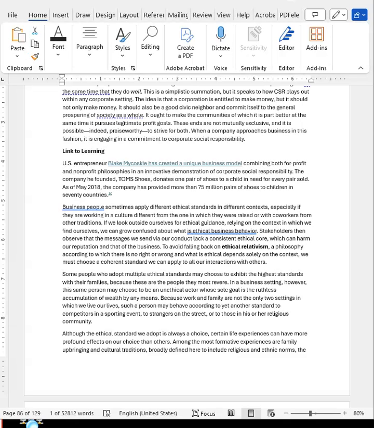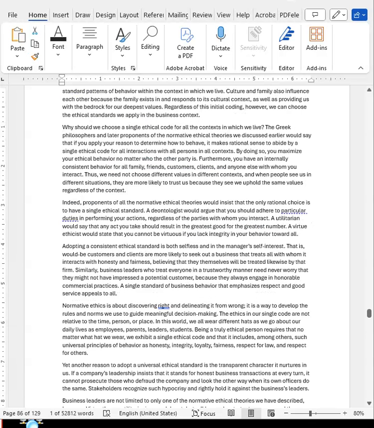Because work and family are not the only two settings in which we live our lives, such a person may behave according to yet another standard to competitors in a sporting event, to strangers on the street, or to those in his or her religious community. Although the ethical standard we adopt is always a choice, certain life experiences can have more profound effects on our choice than others. Among the most formative experiences are family upbringing and cultural traditions, broadly defined here to include religious and ethnic norms, the standard patterns of behavior within the context in which we live.